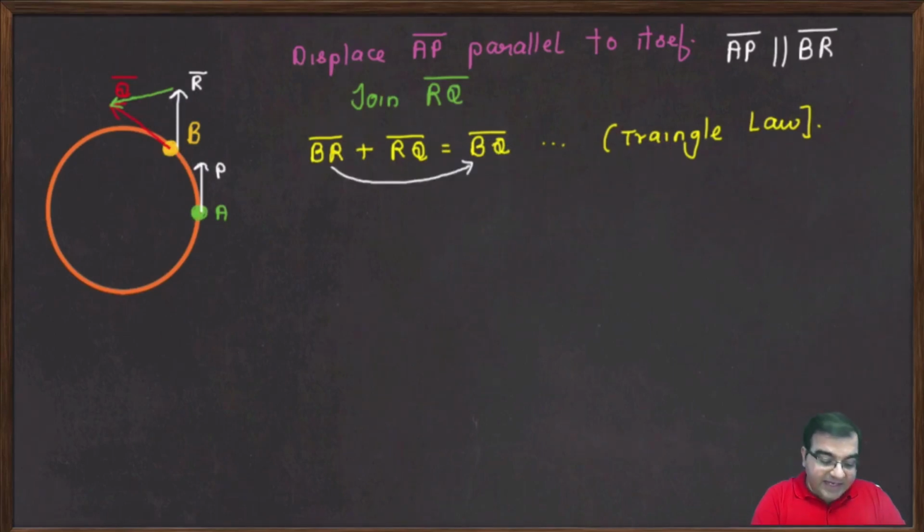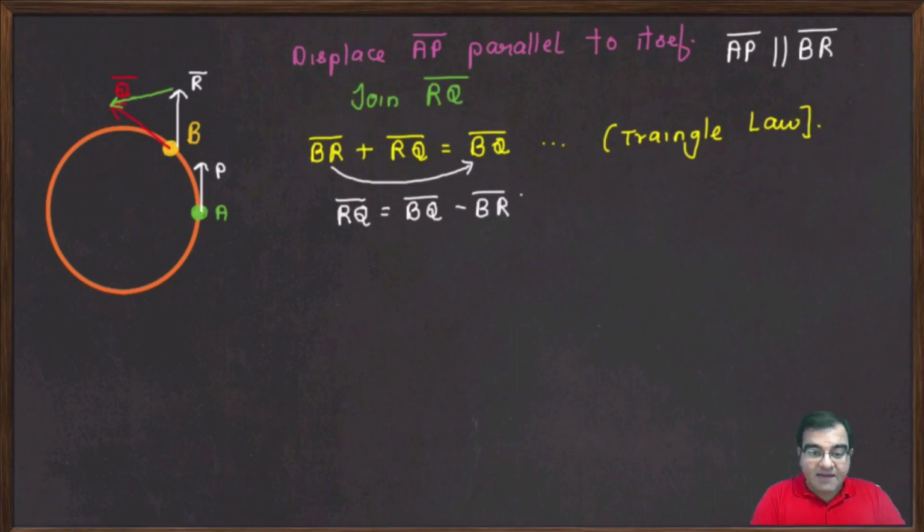Now, if I take this BR bar on that side, I will get RQ bar as it is, BQ bar as it is. This BR bar goes on that side and becomes minus BR bar. Now why am I doing so? I am interested in calculating RQ bar, and RQ bar is going to be this RQ bar, right? Because this is actually the resultant which I want. Now, why do I want RQ bar?